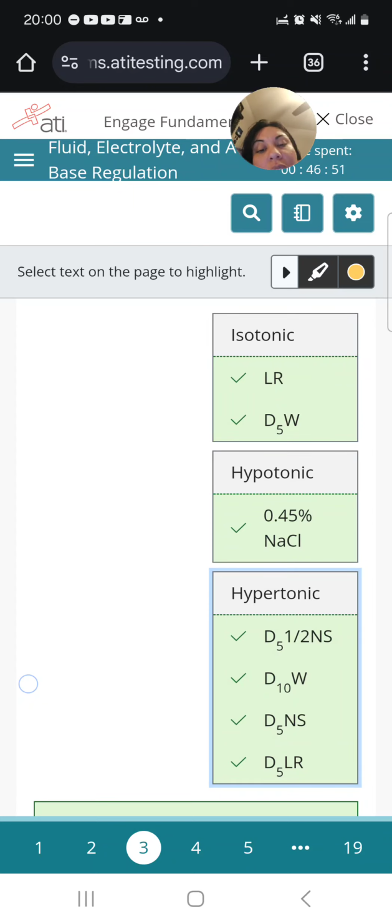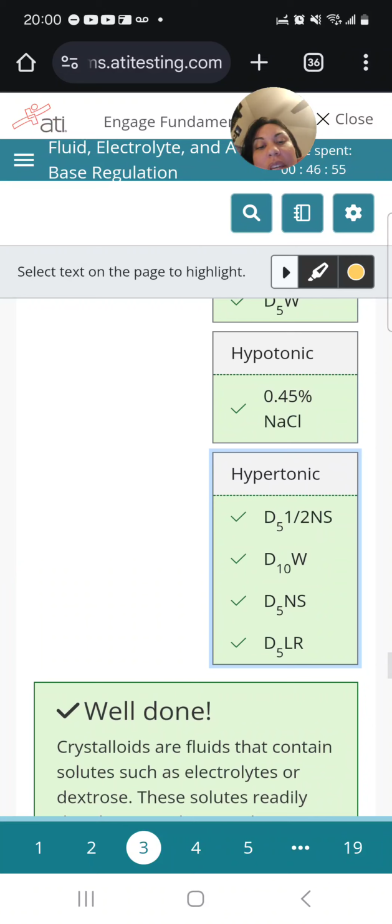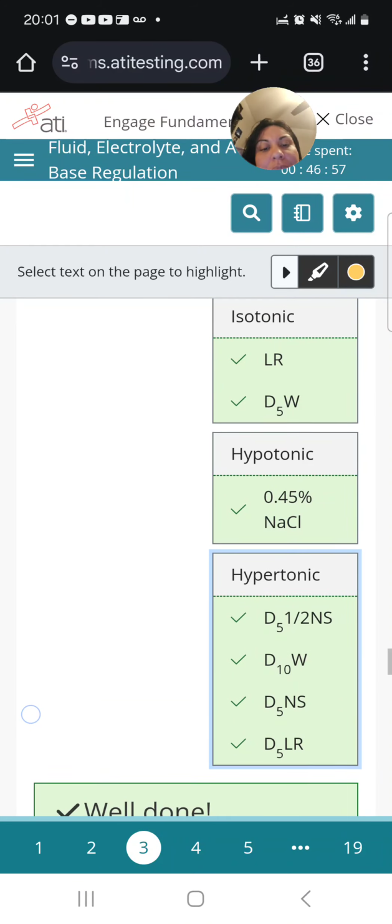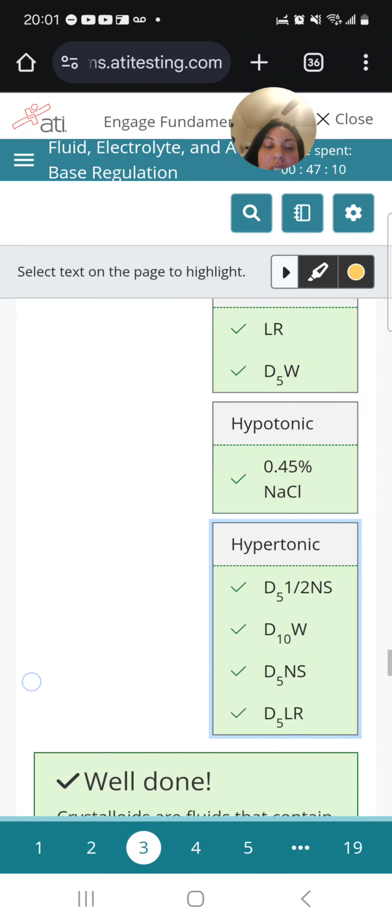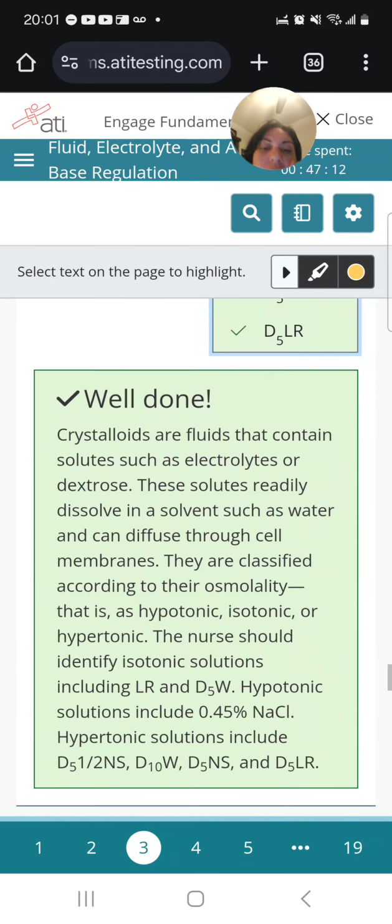Hypotonic would be 0.45% NaCl. Hypertonic would be like D10W, D5NS, D5LR, D5 half normal saline or something like that.